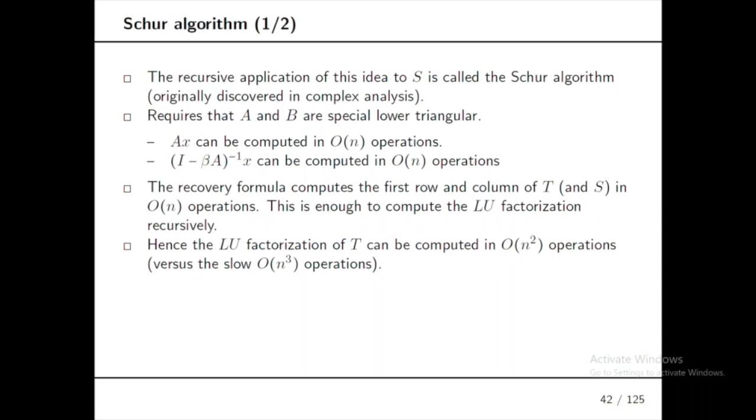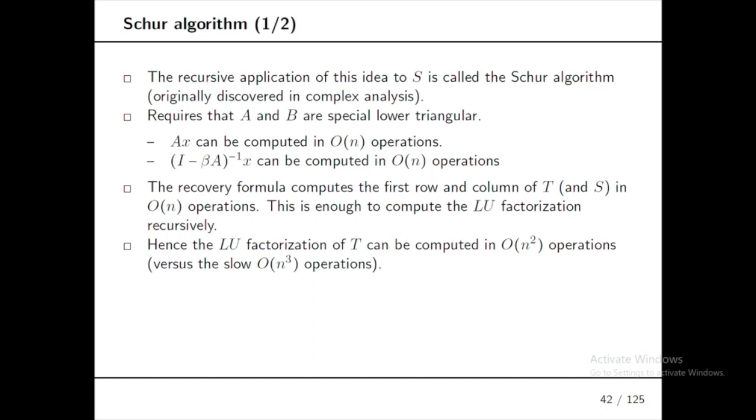So you now form the Schur complement. It has the same displacement rank. You know the generators for it. You can repeat again, and you keep doing this again and again. Every step of the Schur algorithm will generate 1 column and 1 row of the LU factors of T. So in n-squared operations, you can compute the LU factorization.